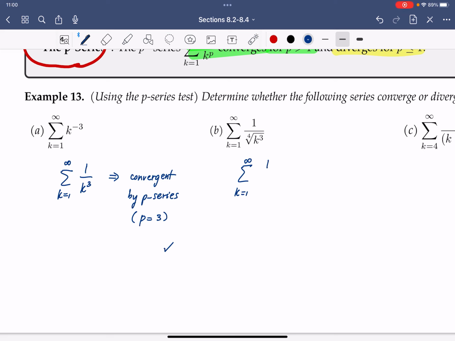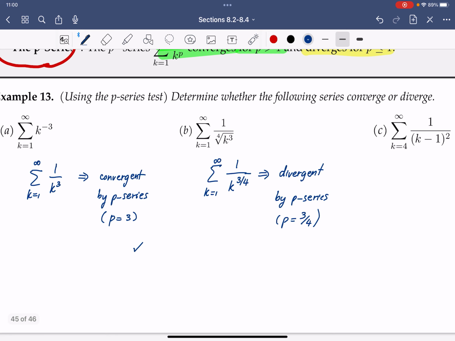So part B, you have the summation with k starting from 1 to infinity. This time it is 1 over k to the 3 over 4, because that is k cubed, and then take the fourth root. So it's going to be 3 over 4 here. This one is going to be divergent. How do you know that it is divergent? Because this is a p series, p equal to 3 over 4. Every time you see 1 over k to the something, you can take a look at p. If p is a number bigger than 1, convergent, otherwise divergent.